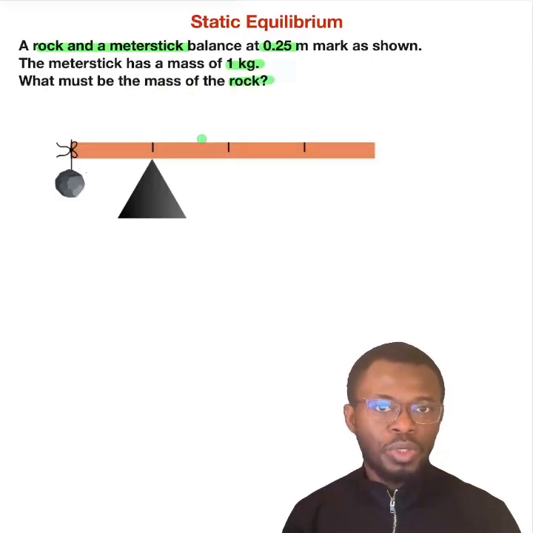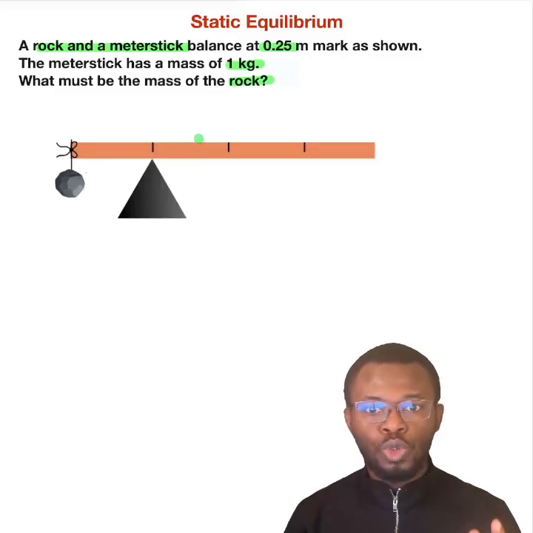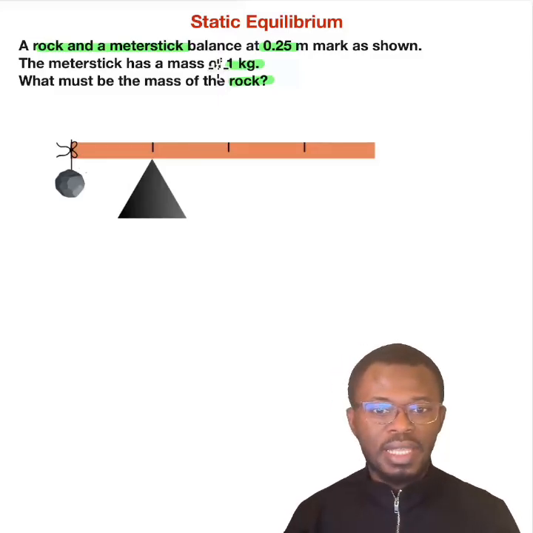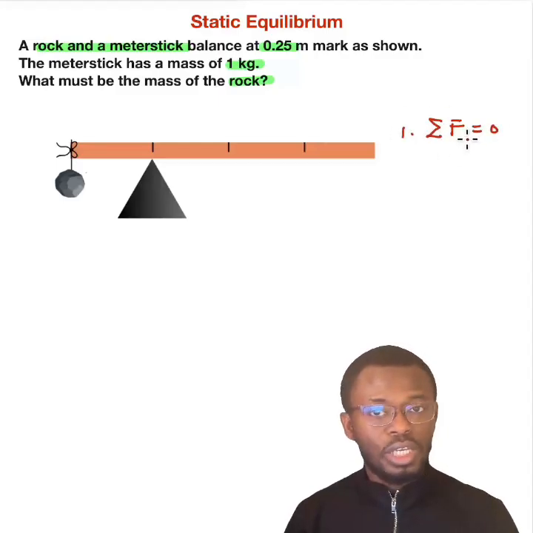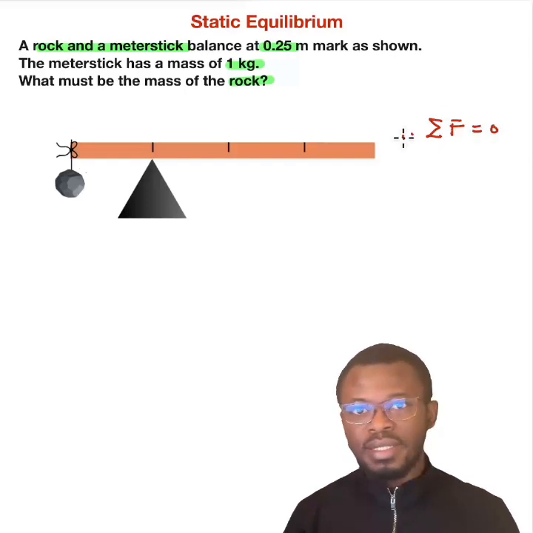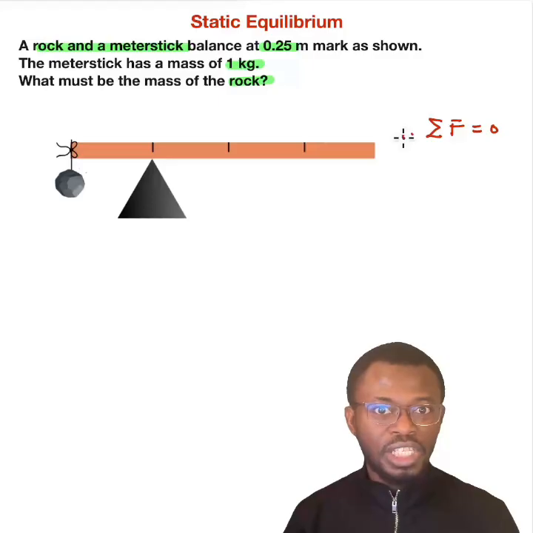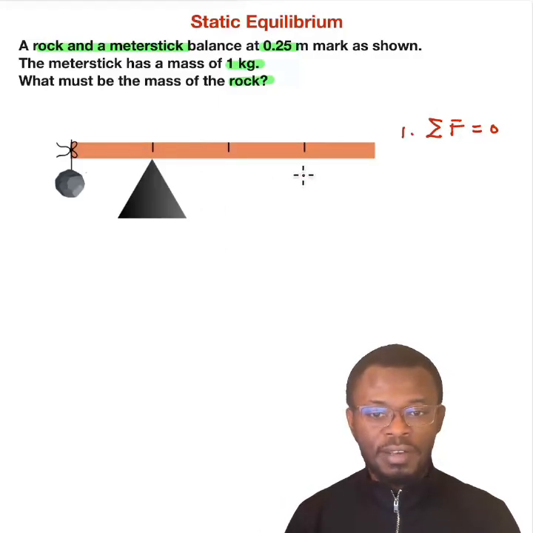This is a problem on static equilibrium, and there are two conditions of static equilibrium. The first condition is that the net force acting on this meter stick has to be 0. This is Newton's second law. If the net force acting on an object is 0, it means there's no translation in any direction. For this meter stick, it is not moving up or down, left or right.